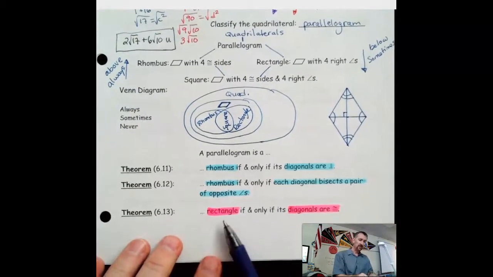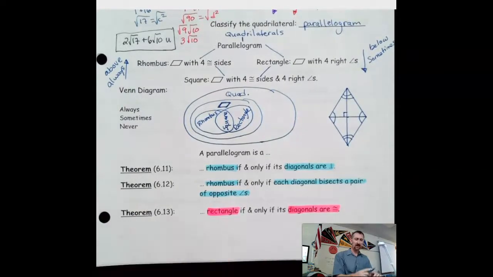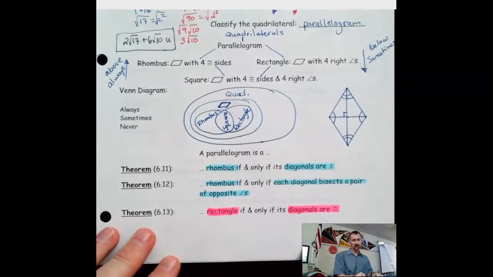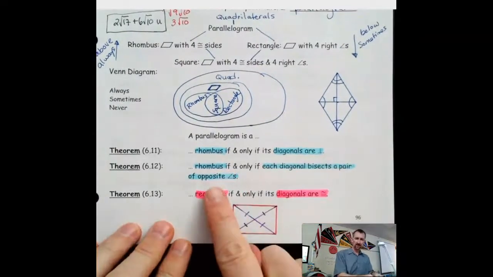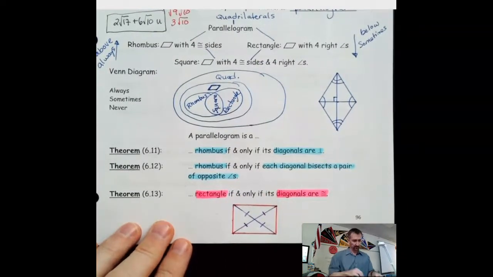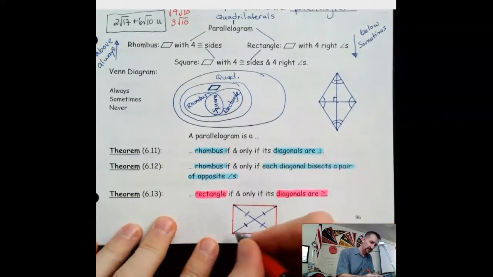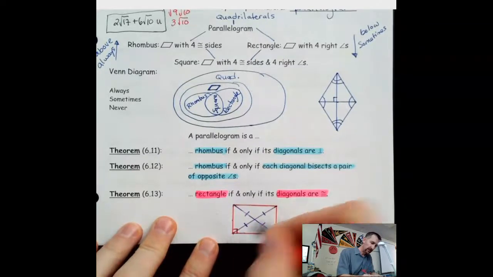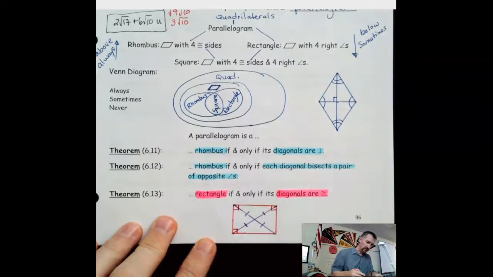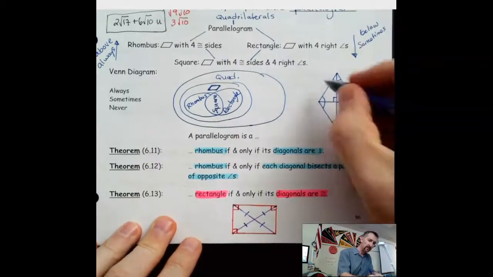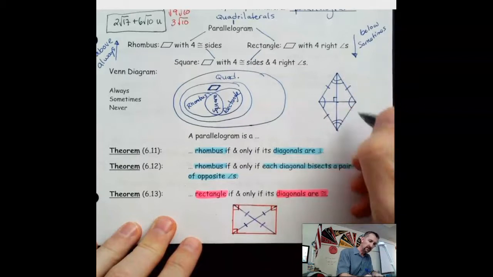Now, we have a rectangle if and only if the diagonals are congruent. So the two diagonals need to be the same length. I could draw a rectangle there, I suppose. All right, I'll do it. In a rectangle, the diagonals are congruent. To make that a rectangle, maybe I should have said there's a right angle here, a couple right angles. Just like up here for this rhombus, I probably should have marked these sides, 4 sides equal.